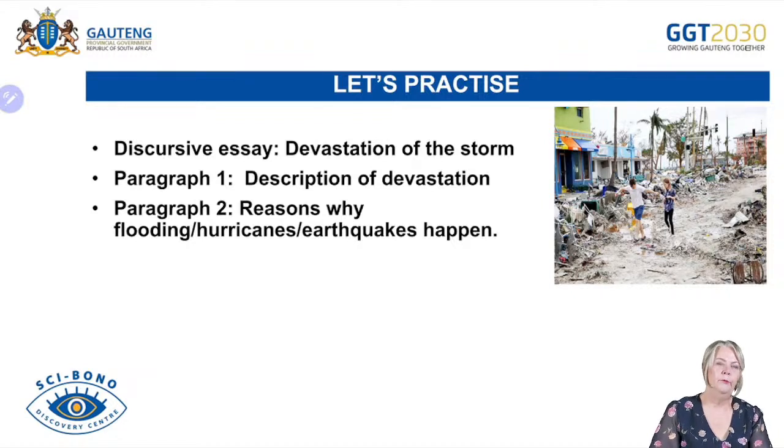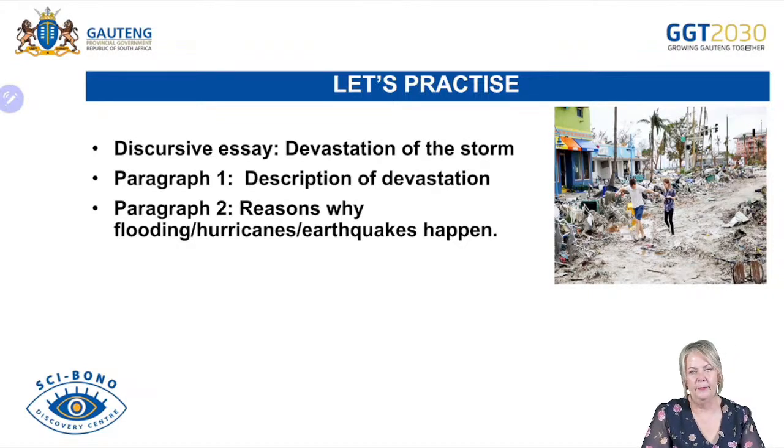Paragraph 2 could be more factual when you refer to reasons why flooding, hurricanes, and earthquakes happen. And this is very important. It's very factual. It's very straightforward. But remember that here you are going to need a little prior knowledge. And this is where language across the curriculum comes into play.